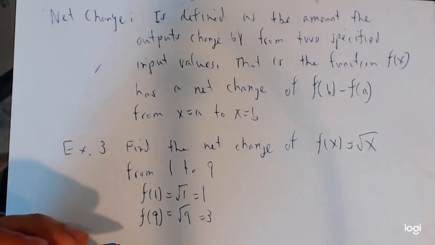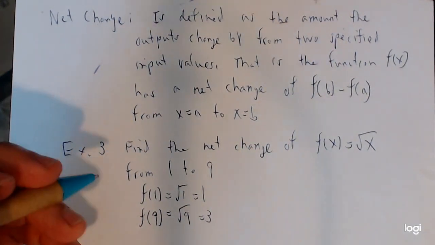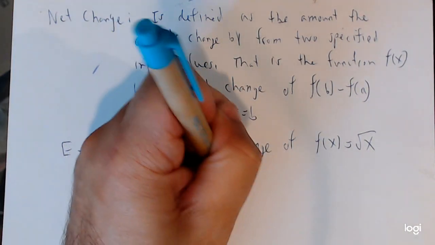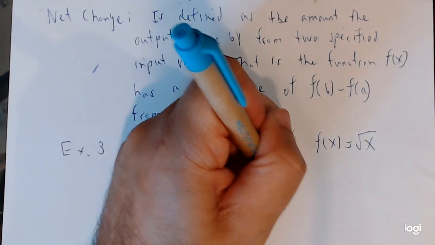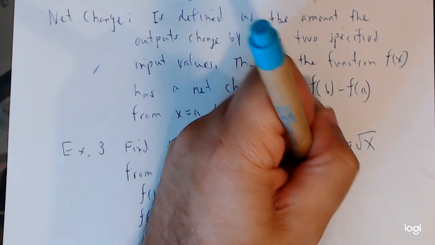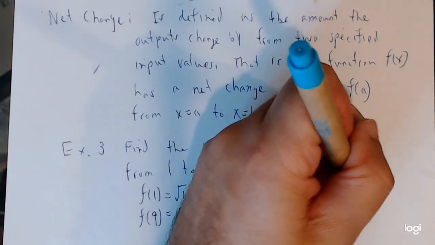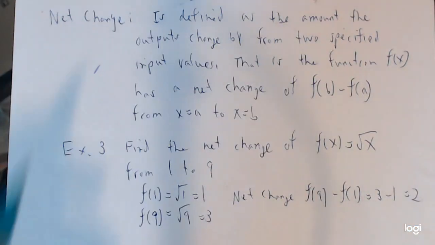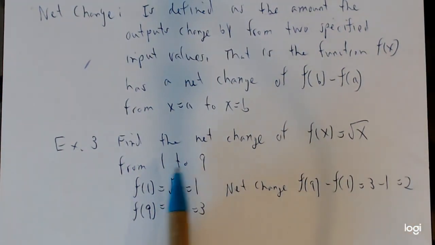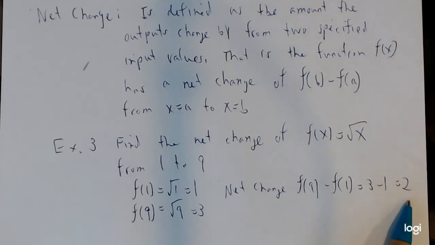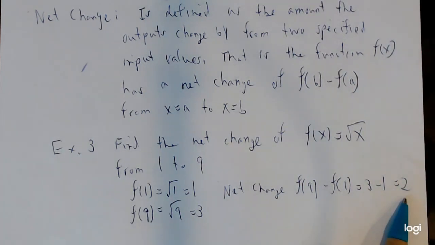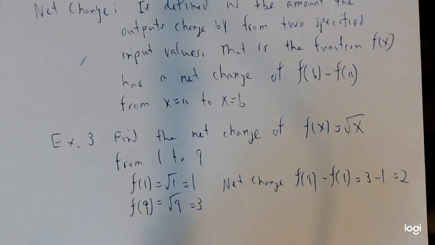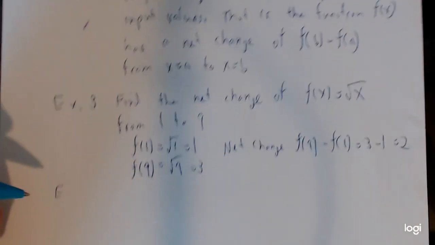So the net change from 1 to 9, we know, is f of 9 minus f of 1, where we ended minus where we started, which is 3 minus 1, and that's 2. So what are we saying? As our x values change from 1 to 9, my y value increased by 2 units. That's all we're doing, right? That's the whole point of the net change. Okay, so let's look at the next example. So for example 4.